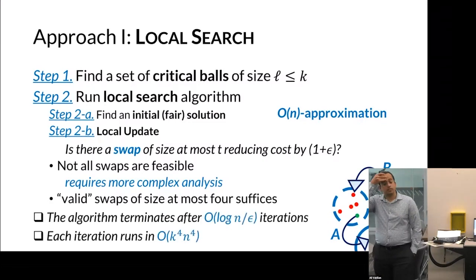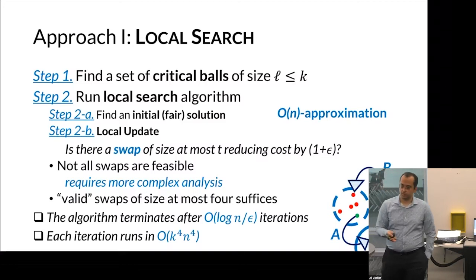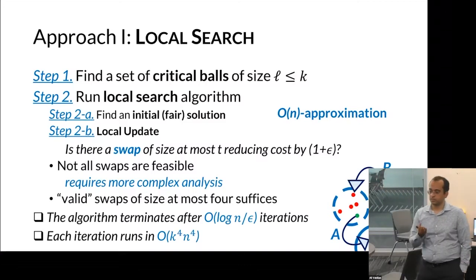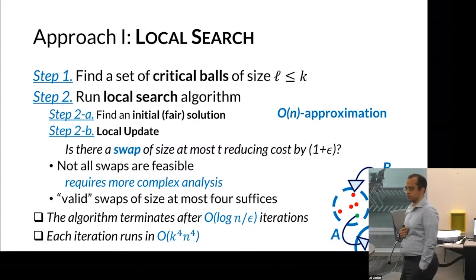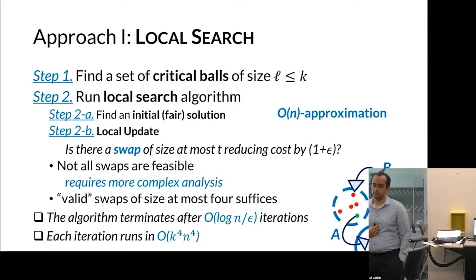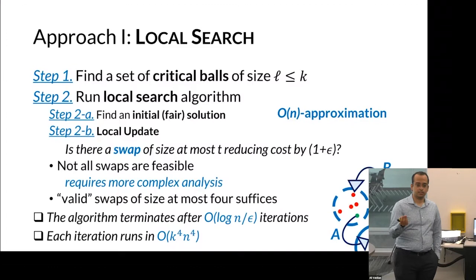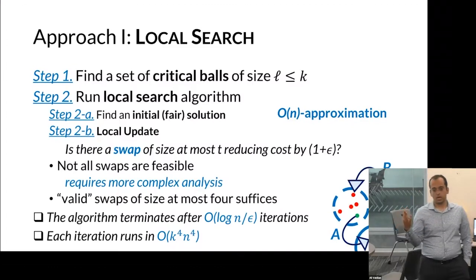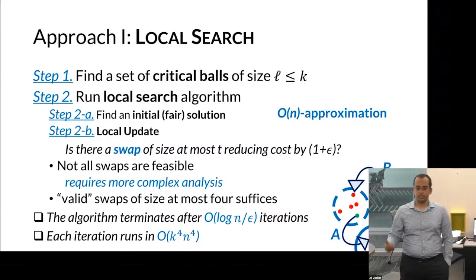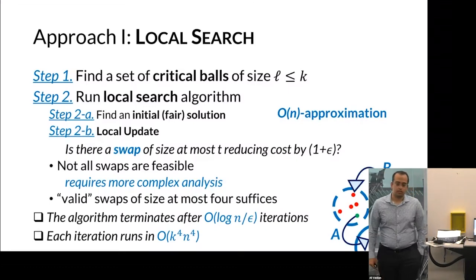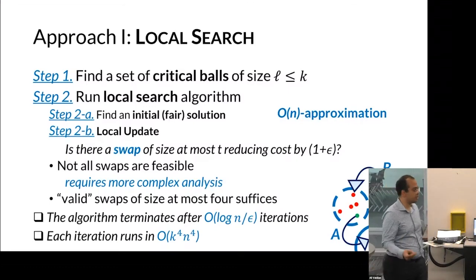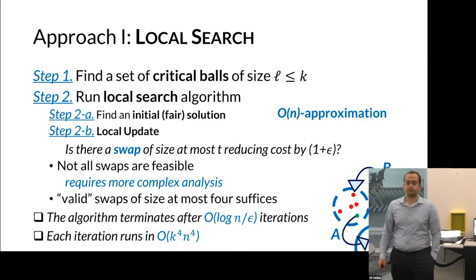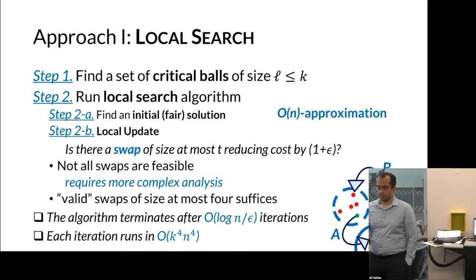Okay, and then these together say that the algorithm terminates after order of log n over epsilon iterations. This is why we care. I showed you the order of n approximation for the initial solution, and we're looking at swaps of size at most 4. So each iteration runs in order of k to the 4 times n to the 4. So overall, we have a polynomial time algorithm, and we get a constant factor approximation.